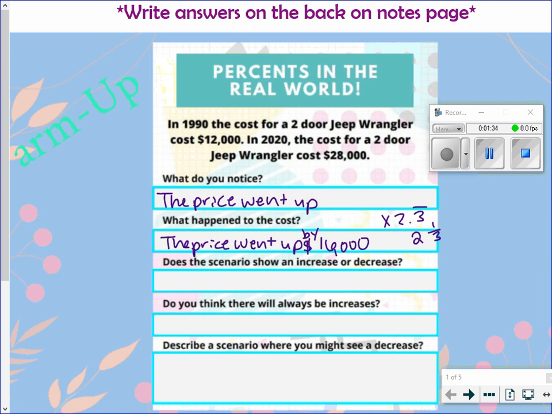Okay, so Michaela, do you think this scenario shows an increase or a decrease? Increase, very good. Do y'all agree? Do you think there will always be increases when it's talking about situations like this? Do y'all think it will always be an increase, or could there be decreases in costs? What are some examples of a decrease? That's the next one. Where might you see a decrease in cost?